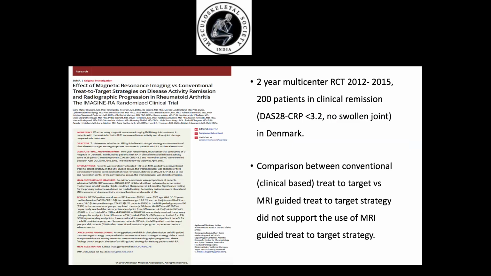The management of rheumatoid arthritis is mainly clinical, and this approach has been decided based on several studies. The best of these is probably the Imagine RA study, which happened in Denmark over 2 years from 2012 to 2015, with 200 patients in clinical remission, guided by a clinical guideline, who had MR as well as a clinical treat to target strategy. The outcome was that an MRI guided treat to target strategy was not beneficial in comparison to a clinical treat to target strategy.